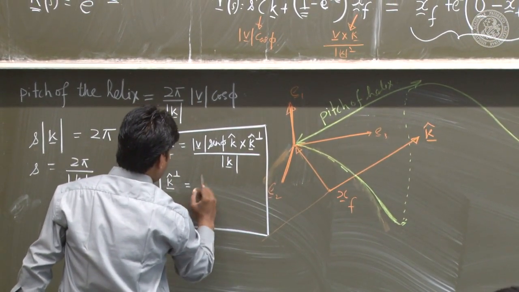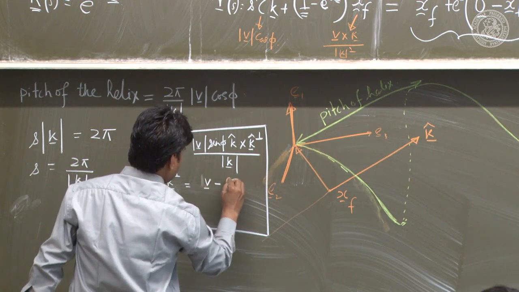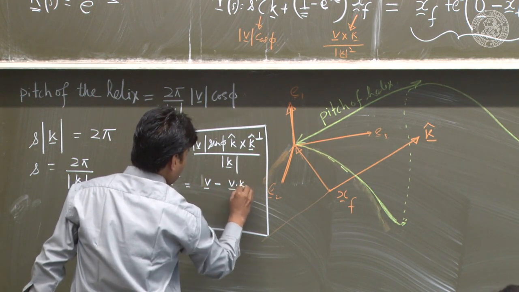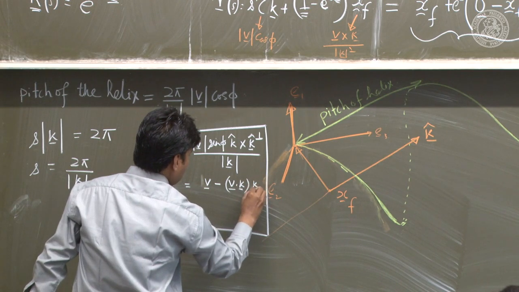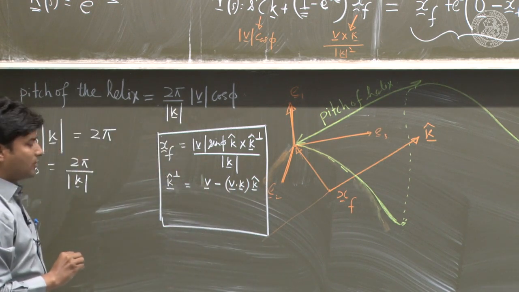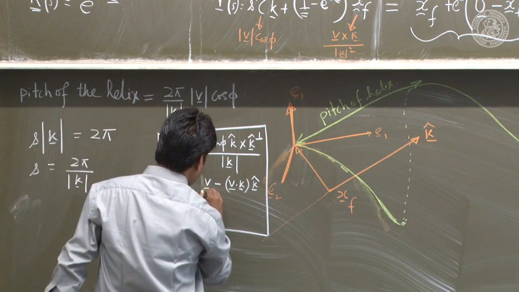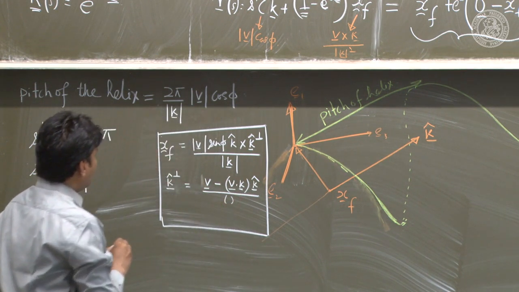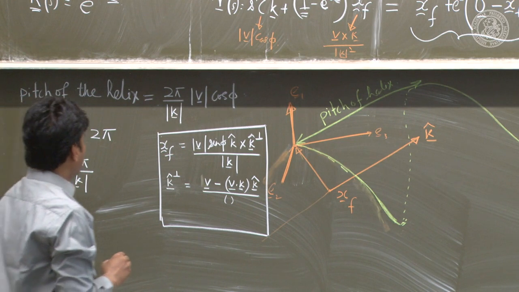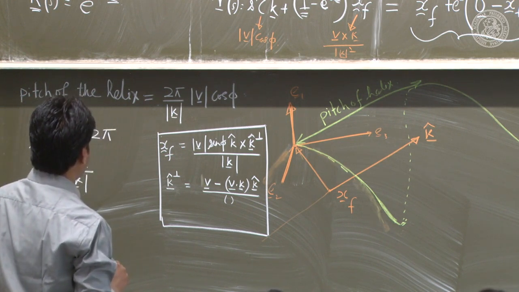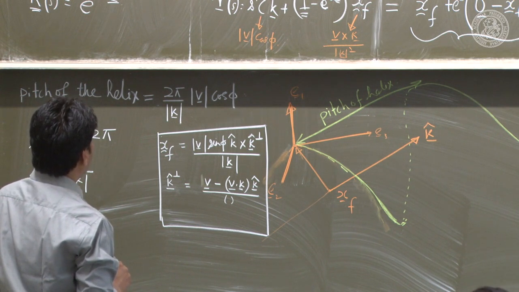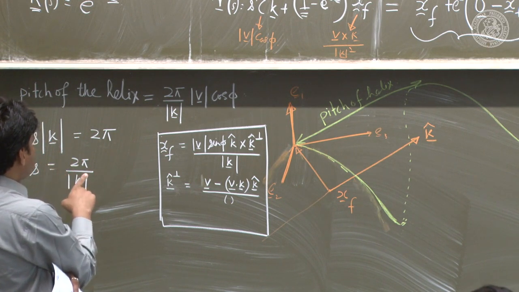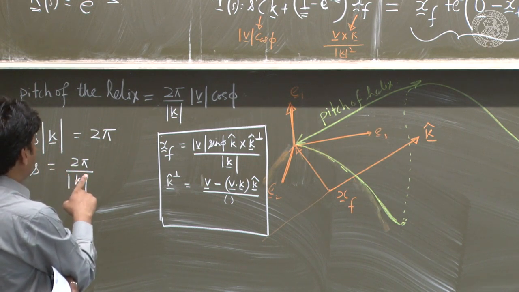That's v minus v dot k into k hat. And of course, you have to then divide by its magnitude, divide by some factor. And what else should we do? Maybe we could find it some other way then.